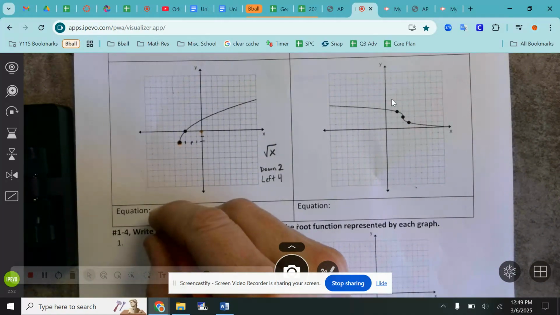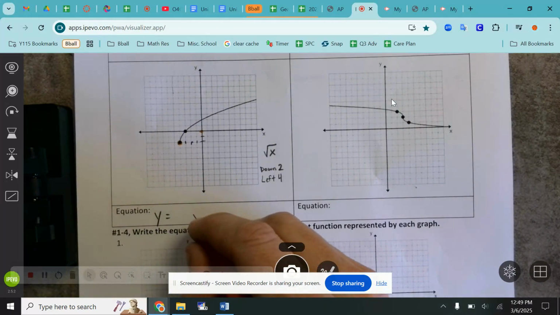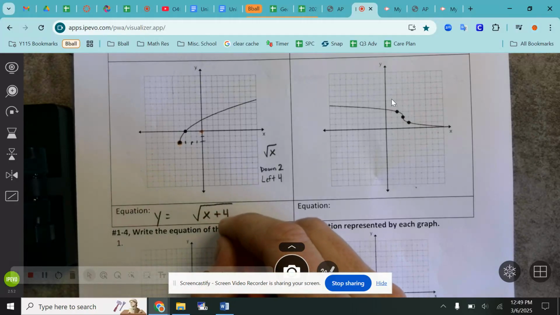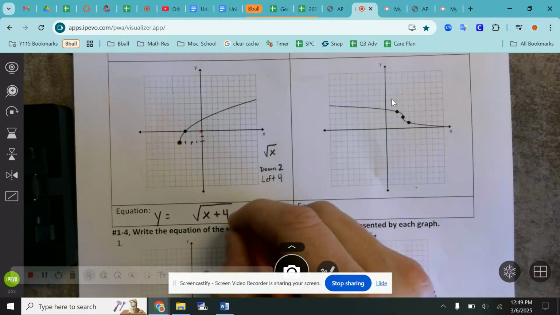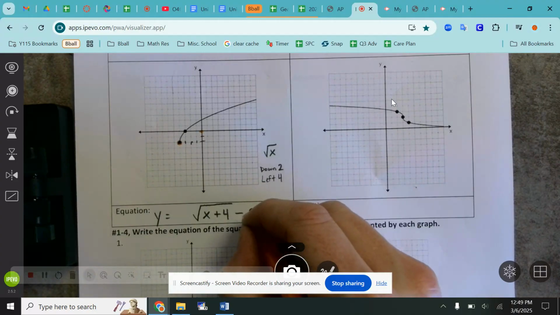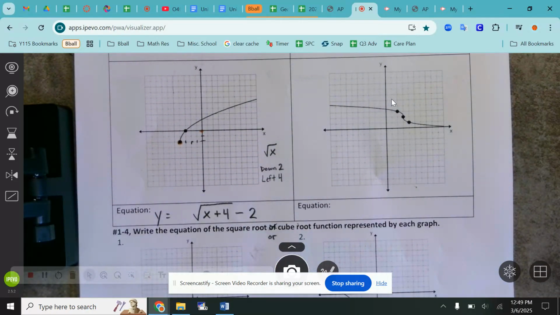Okay, so let's start writing the equation. Leave yourself some space here after the equal sign. If I'm going left 4, that means I have plus 4 inside my square root. If I'm going down 2, that means I have minus 2 on the outside. And that's what we did for our warm-up on both Wednesday and Thursday.